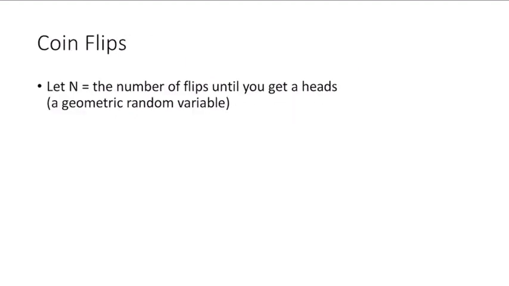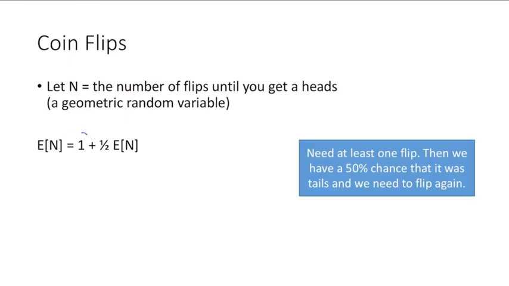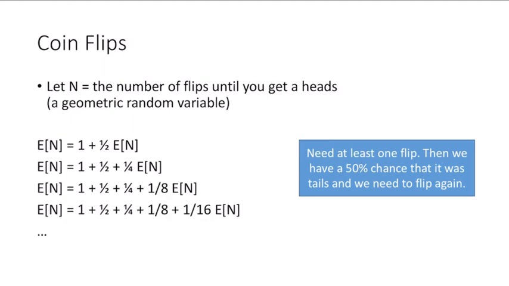So let's let n be the number of flips you get until you get a heads. That's a geometric random variable, and it looks like this. So we know that we have to flip the coin at least once, and if we have to flip it again, there's a 50% chance that we'll get a heads on the next flip. So we have to figure out from this series, what will this evaluate to? What's the expected number of flips? Well, if I plug this equation into itself, it's a sort of recursive equation here, I get 1 plus 1/2 plus 1/4 e, and you can keep plugging it back into itself, and what you end up with is the expected number of flips to get a heads is 2.